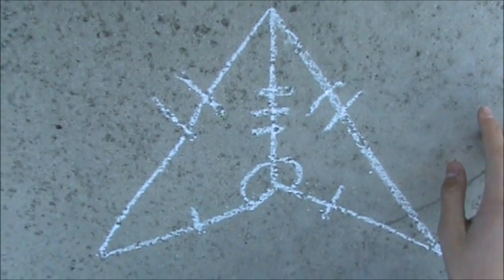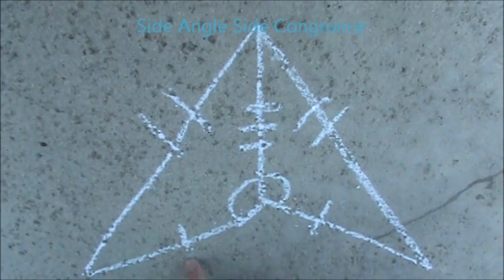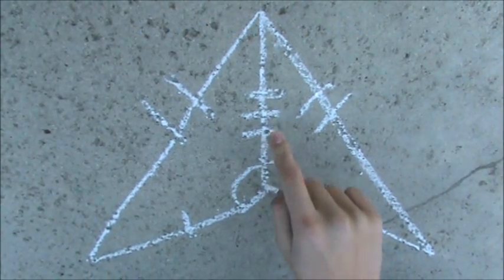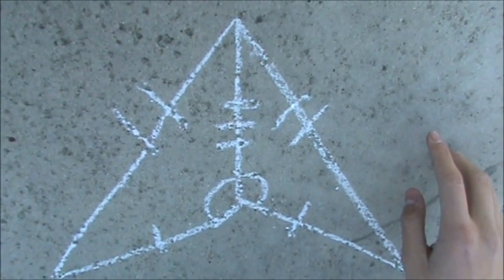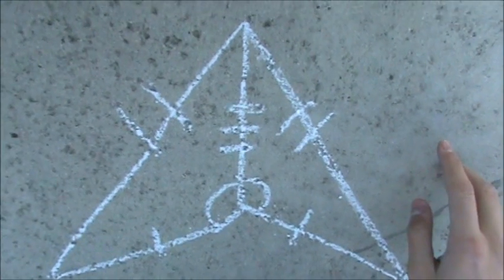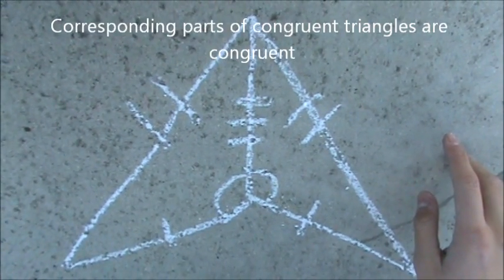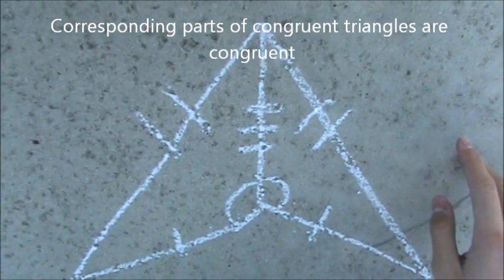Another way would be side, angle, side, and you can use this side, which is congruent to this side, and this angle, which is congruent to this angle, and this side congruent to this side, and that would be side, angle, side congruence. Now that you figured out that the 2 triangles are congruent, you can use CPCTC. What does it stand for? Congruent parts of congruent triangles are congruent.